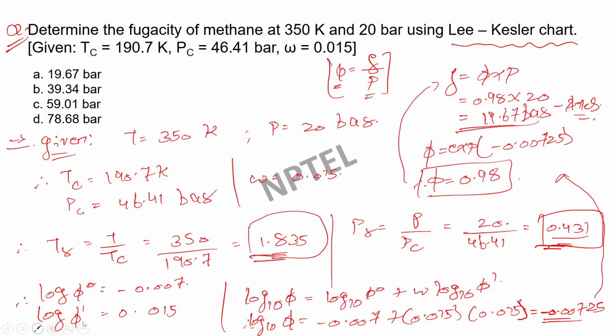So we have taken log phi naught and log phi 1 from the Lee-Kessler chart using the values of Tr and Pr, and we have used this equation. We have been given the omega value here. Put this value in directly, and you can find the log value of phi. Now put this value of log phi here, that is minus 0.0075. So you can find that the value of phi is 0.98.